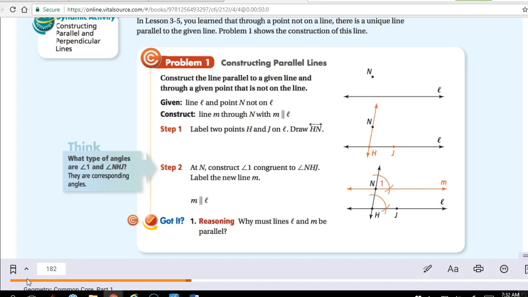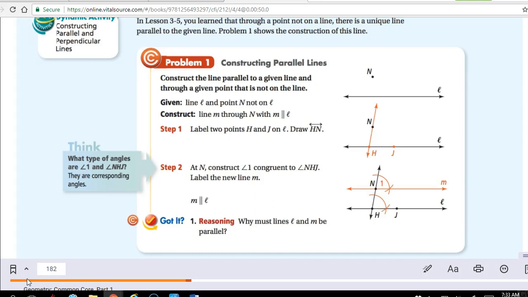And then finally, in the got it section, it said, why must line L and M be parallel? The reason they are is because what you've created is this angle right here and this angle right here are congruent to each other. Those two angles are called corresponding angles, and if they are equal to each other, and they are because we copied this one up to this one, then it means that these two lines are parallel. So that's what makes it parallel, is that these two angles that we created are now equal to each other.